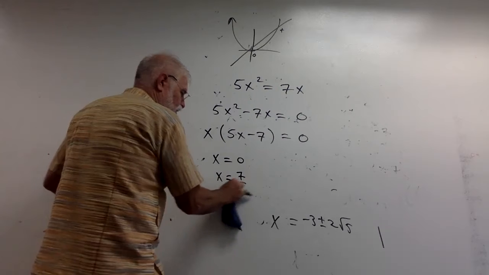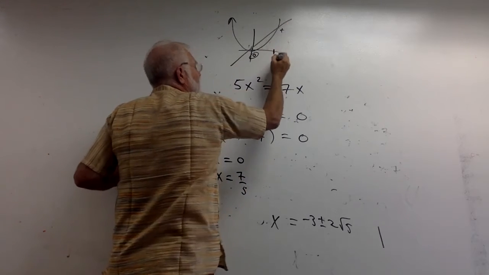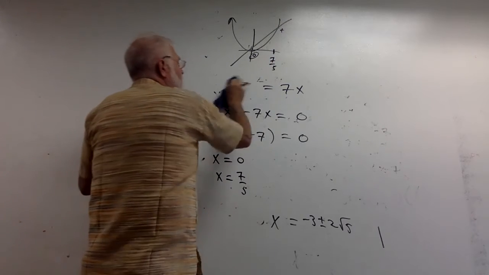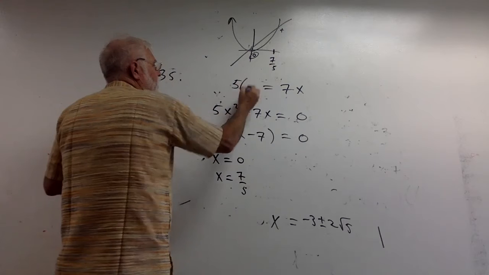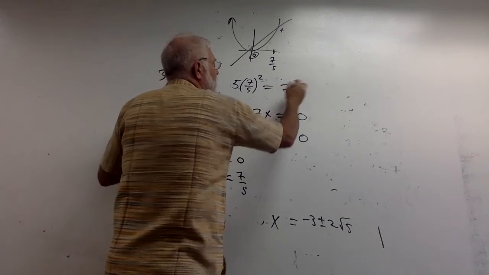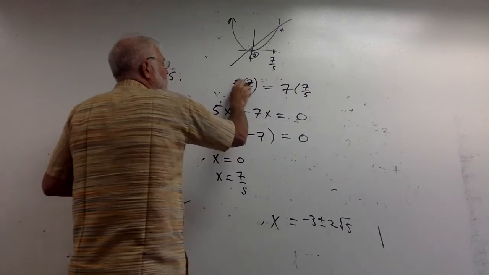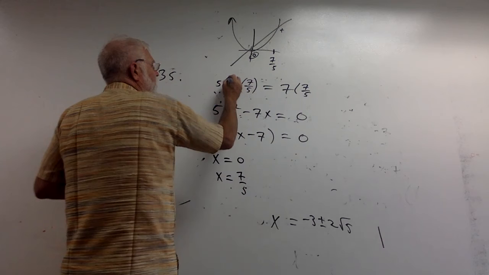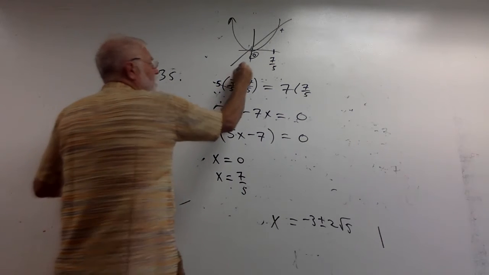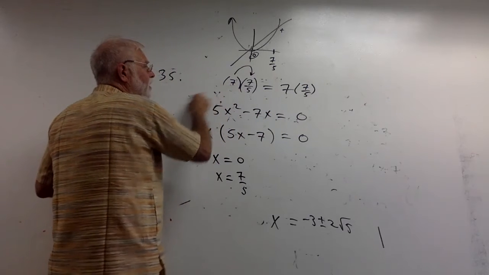That's a 5. So that was the 0. And this x right there, that x is 7/5. I might as well put it in there one time for you. 5 times 7/5 squared. This is 5 times 7/5. What's going to happen to these 5s? They're going to cancel, and you're going to get 7 times 7/5.